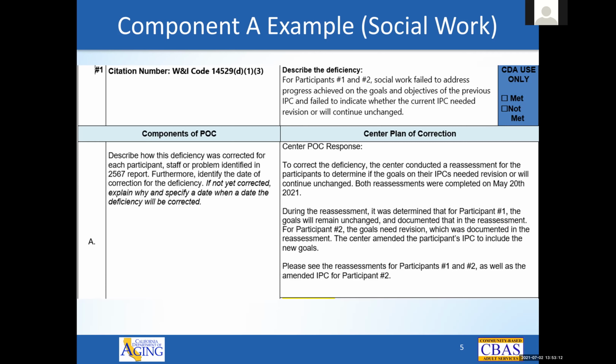So for participant number 1, goals were unchanged. That was documented. And for participant number 2, goals needed revision. That was also documented in the participant's health record, and they amended the participant's IPC to include those new goals. And keep in mind that IPCs can be amended. They don't only need to be updated during the reauthorization period. If there is a change in status for the participant or anything changes for them, then that care plan can and should be amended.